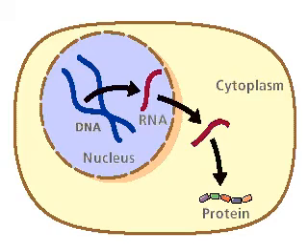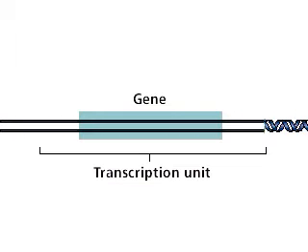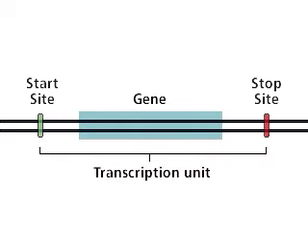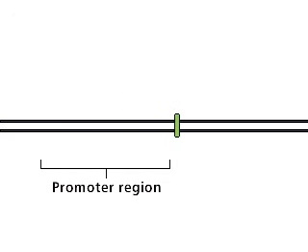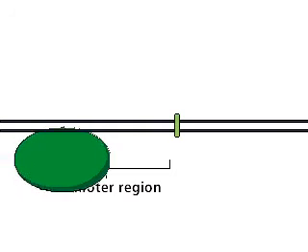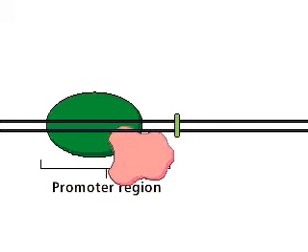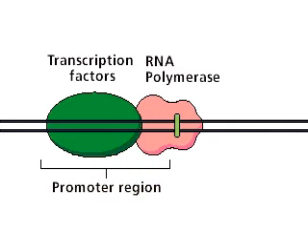Many of the genes in a cell's DNA code for proteins. These genes are often part of a larger region called the transcription unit. The transcription unit has specific start and stop sites. The start site is part of a region on the DNA strand called the promoter region. Transcription factors recognize and bind to specific base sequences in the promoter region. Transcription factors help the enzyme RNA polymerase bind to the promoter region at the start site.